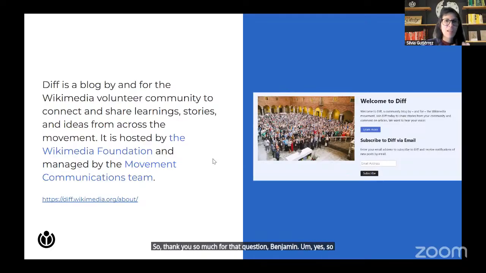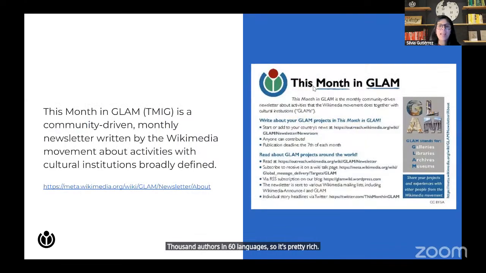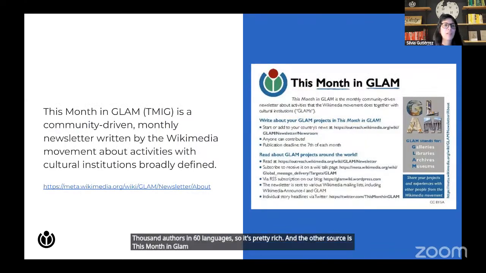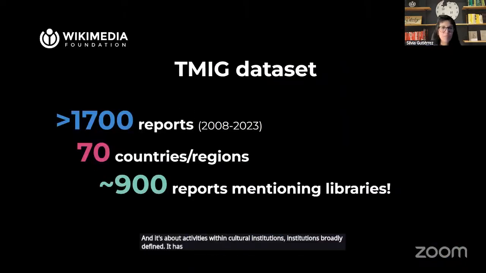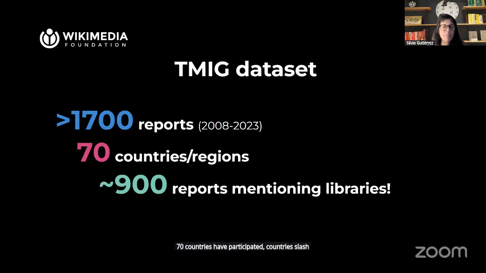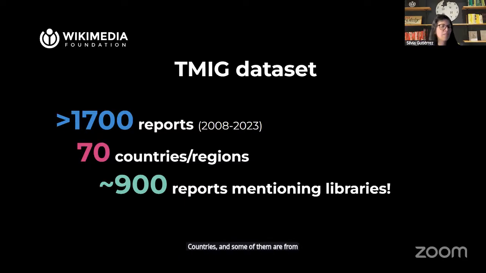Yes, so just so you have an idea, the Diff dataset has around 20 years of information from more than 1,000 authors in 60 languages, so it's pretty rich. And the other source is This Month in GLAM, which is a community-driven monthly newsletter written by the Wikimedia movement. It's about activities within cultural institutions broadly defined. It has almost 2,000 reports, again from many years. 70 countries and regions have participated. Most of the reports are from countries, and some are from regions like Sub-Saharan Africa. And around 900 of them mention libraries.